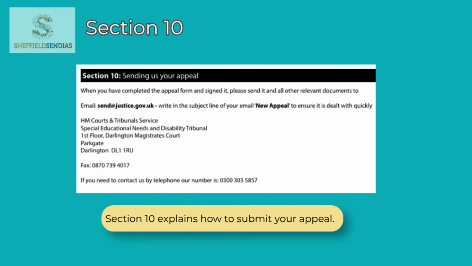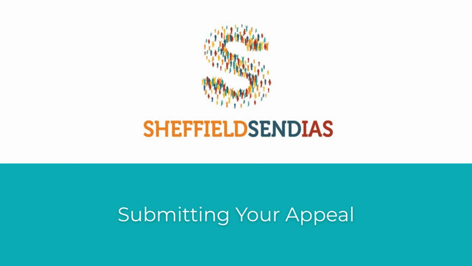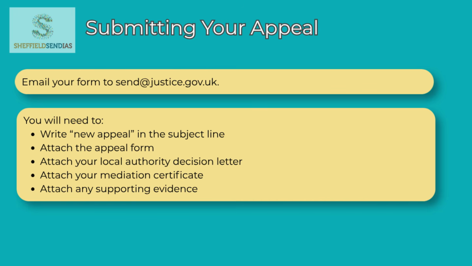Section 10 explains how to submit the appeal. Section 11 asks you to list the supporting evidence you are sending along with your appeal form. You can include this information in the email you send to the tribunal if that's easier. The easiest way to submit your appeal is by emailing it to send@justice.gov.uk.